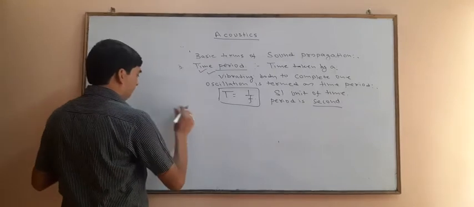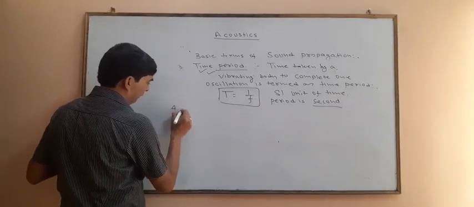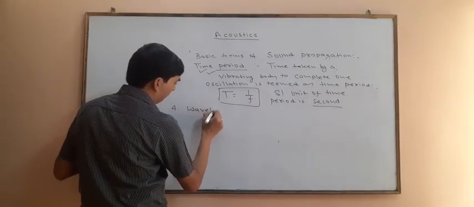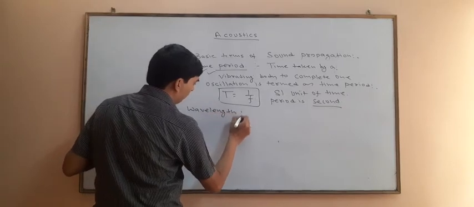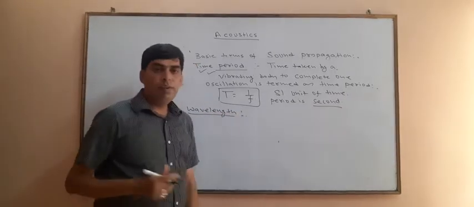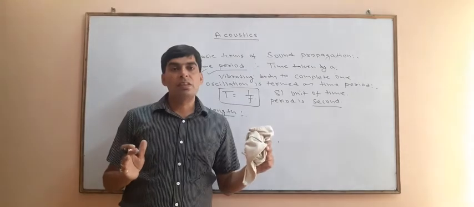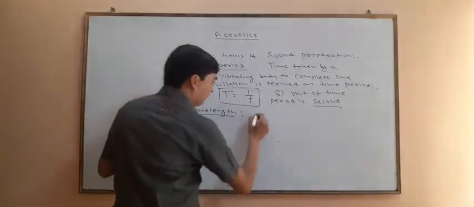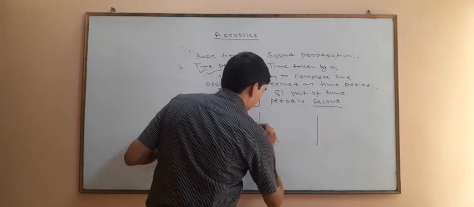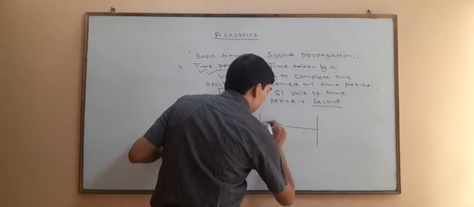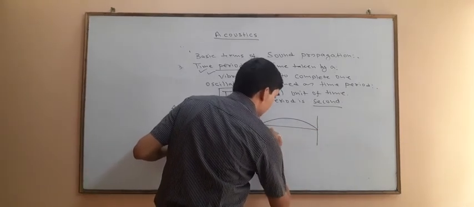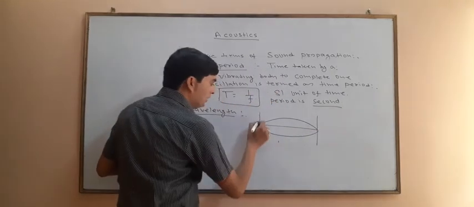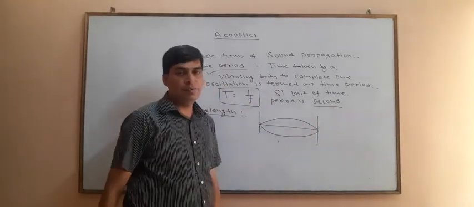The next term is wavelength. Wavelength is the distance between two successive positions of the body during its motion. Suppose the body is curving like this. So this entire distance from here to there will be a wavelength.